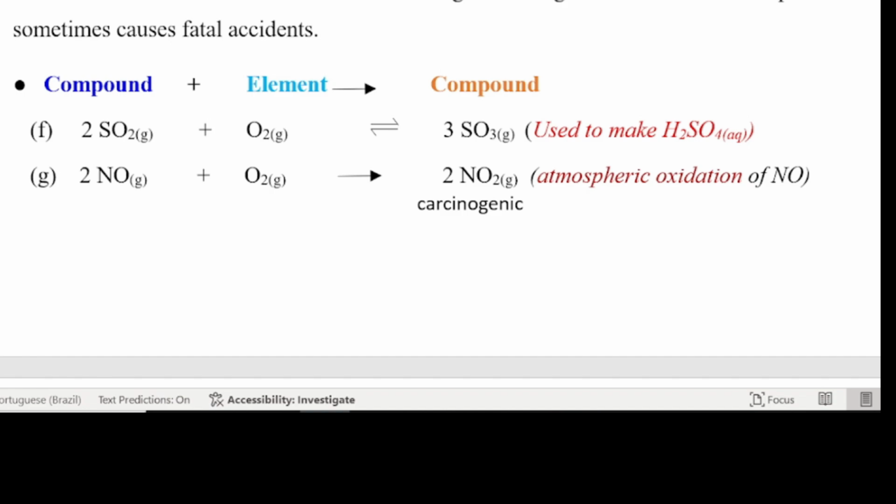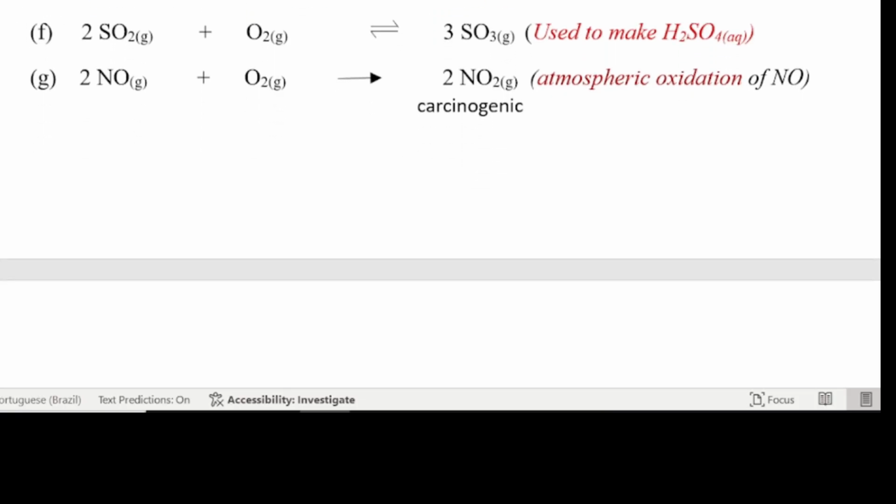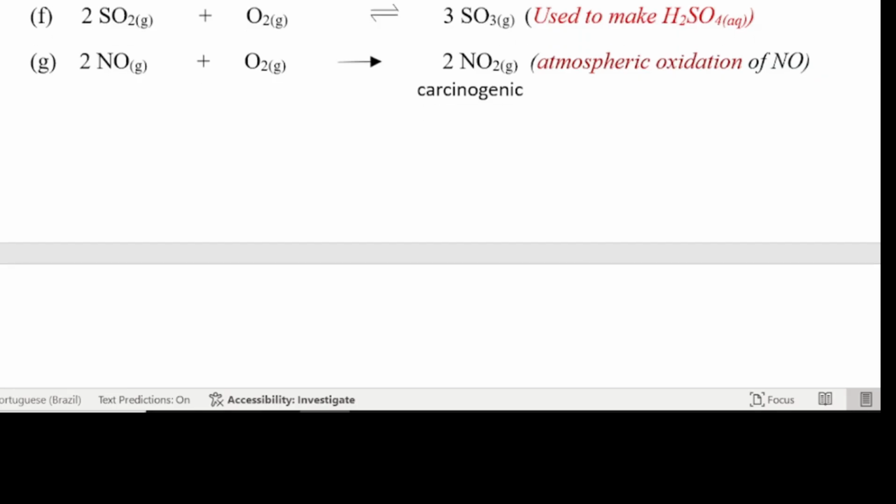The nitrogen oxide here reacts there to give you nitrogen dioxide. This is a carcinogenic substance, and therefore it's important that we do not have this around, because the moment it is formed, it spontaneously reacts with oxygen from the air to give you this. So that is a compound reacting with an element to give bigger compounds, larger molecules.